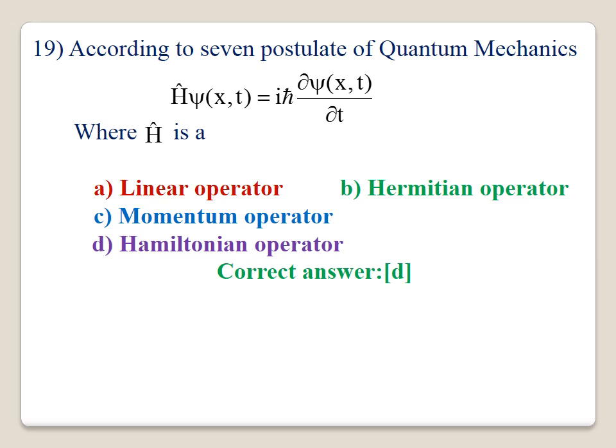19. According to the seventh postulate of quantum mechanics, H psi of x comma t will be equal to i h bar del psi of x comma t by del t, where H is known as the Hamiltonian operator. You know very well, this is the time-dependent Schrodinger equation. The Schrodinger equation can be classified into two: one is the time-independent Schrodinger equation, and another one is the time-dependent Schrodinger equation. And this equation is the time-dependent Schrodinger equation, and H is the Hamiltonian operator. The correct answer is D.